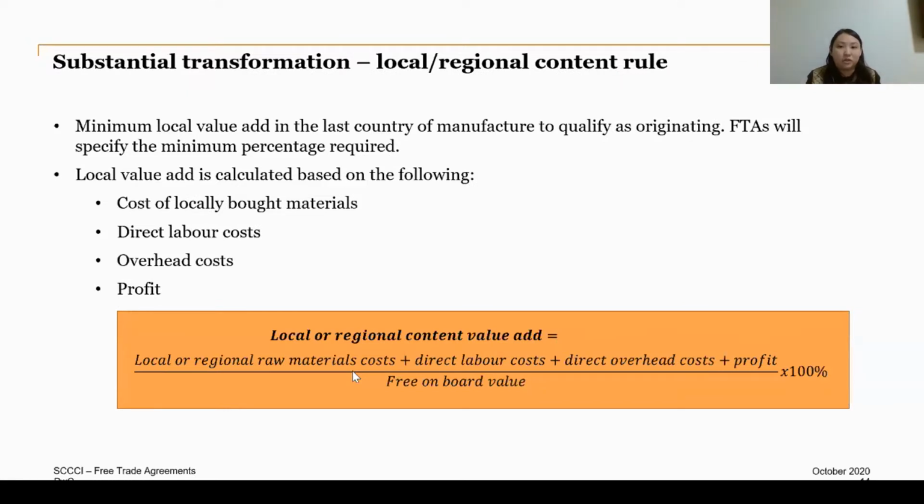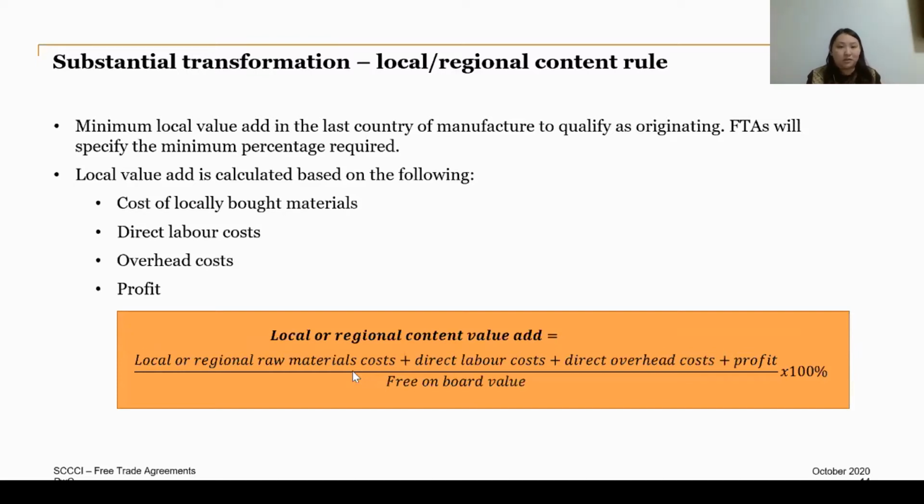So that's one. Another one, which you would run into very often, is the regional content rule or local content rule, or some people call it the value added rule. This is the value add required in the country of manufacture to qualify as originating. Usually the FTAs specify the minimum percentage required. In a lot of the ASEAN agreements, the basic rule is 40%, except the ASEAN-India agreement, which requires a 35% value added content.